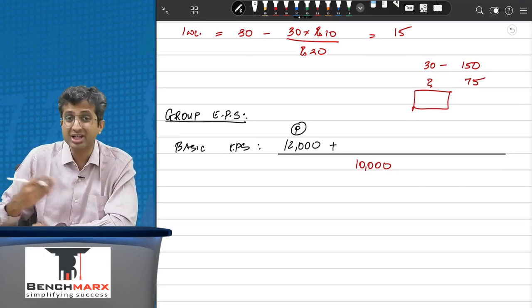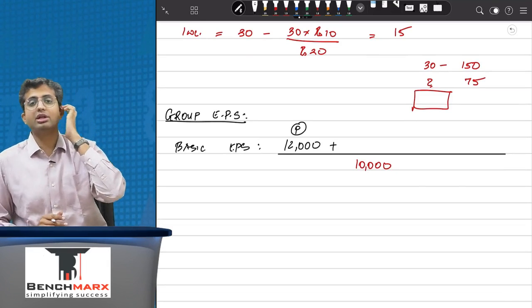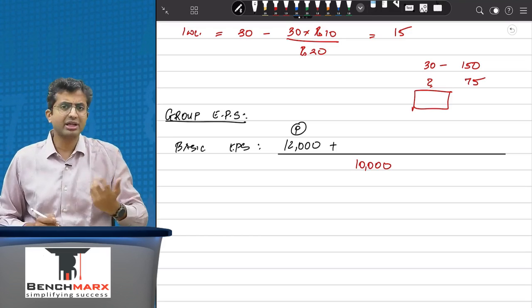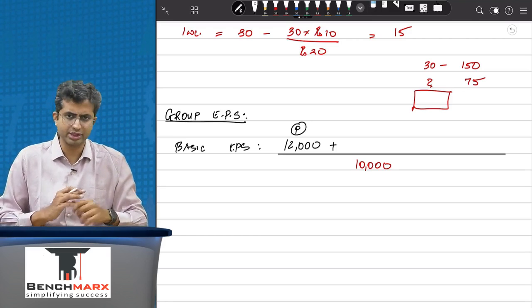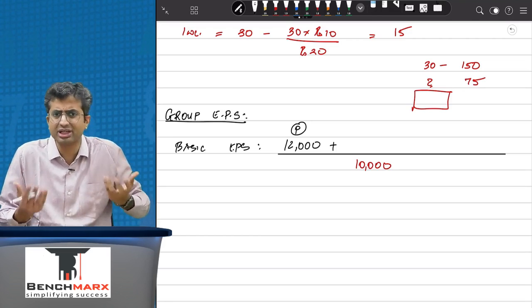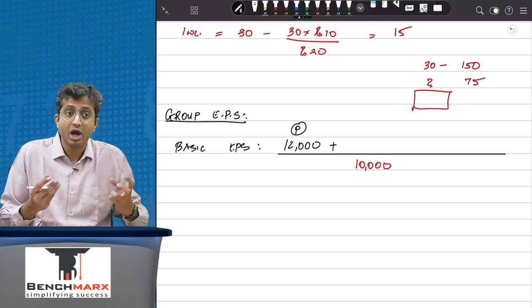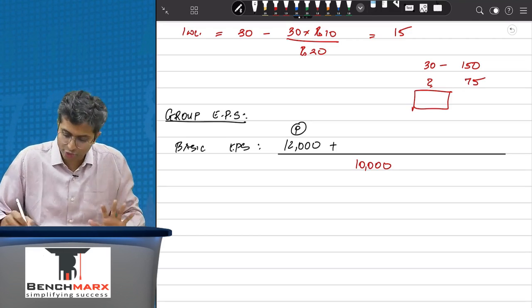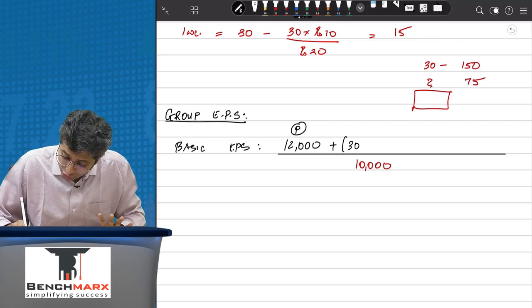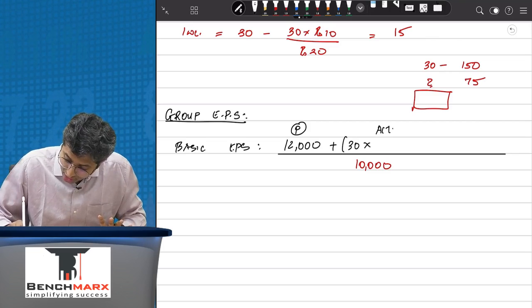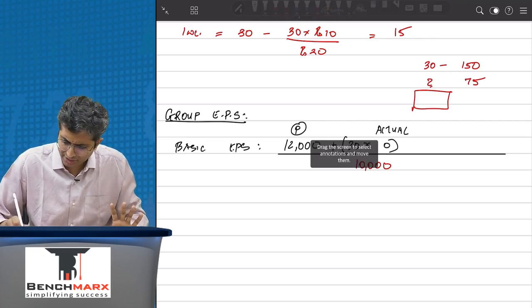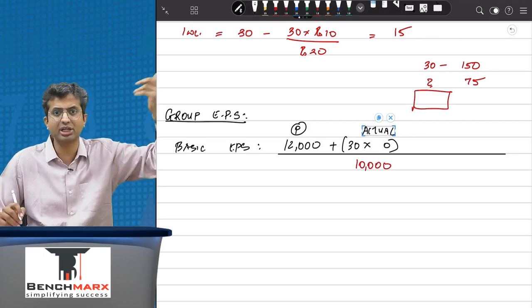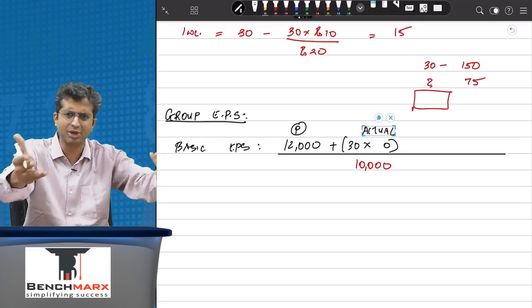Apart from that, the parent is also holding certain instruments in the subsidiary. Like it is holding 30 warrants. We are not taking free element or anything. It is holding 30 warrants, against which have you received any earnings? No. So against these 30 warrants on an actual basis, you have received nothing. This is not a diluted basis. This is not a hypothetical basis. On an actual basis we are holding 30, but you are getting nothing.